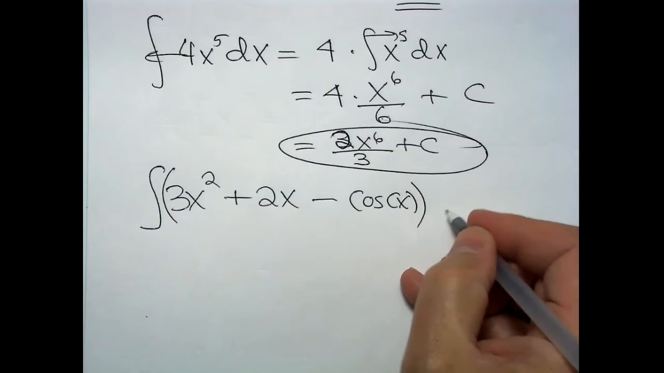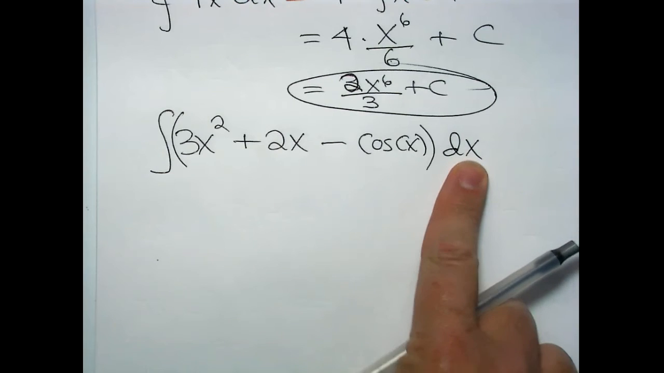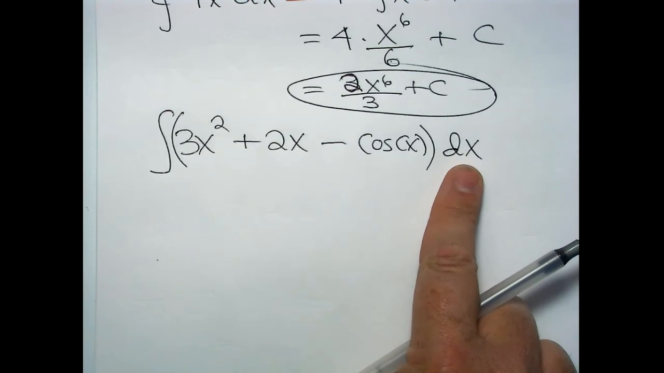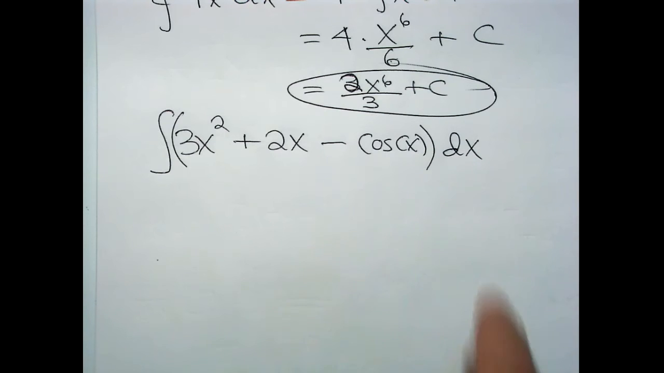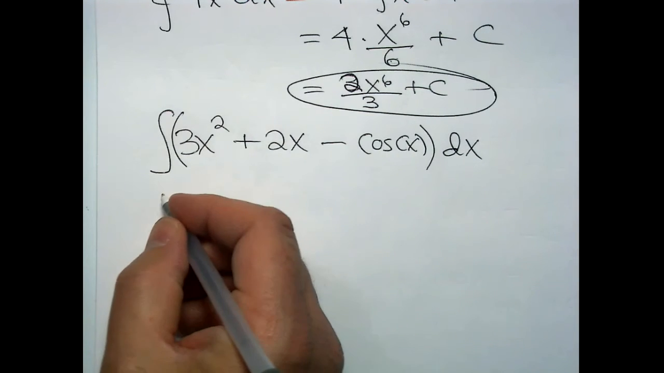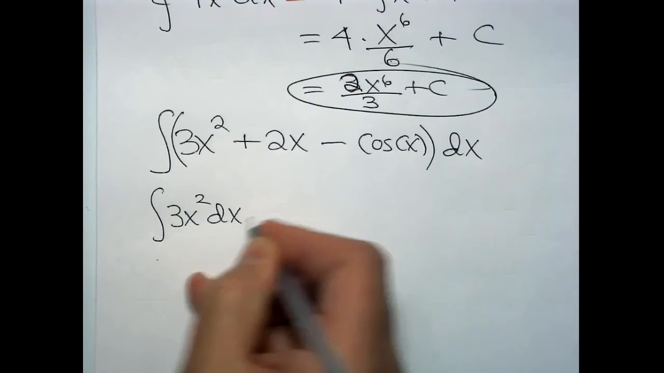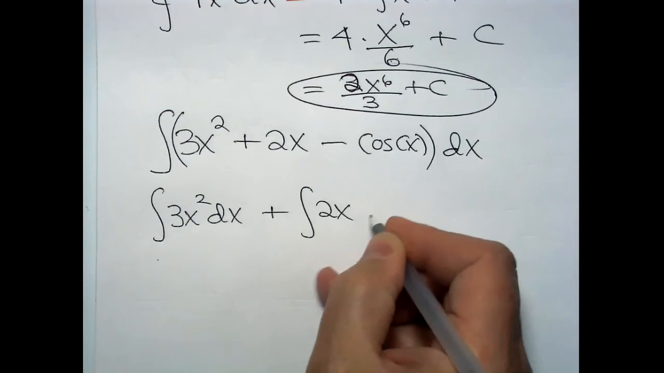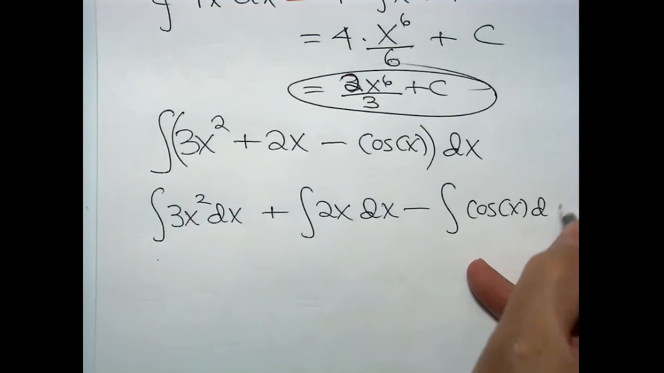Now remember, all of your antiderivatives have to have this at the end, and it's always going to be the independent variable. So in this case, dx. Sometimes our independent variable is t for time. In that case, that would be dt. Well, we do each one of these separately. So we do 3x squared with a dx. We do 2x with a dx. And we do cosine also with a dx.